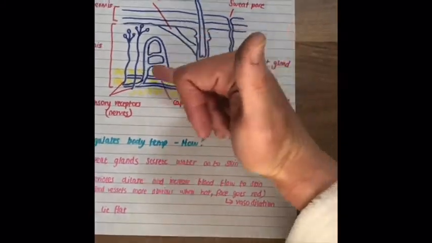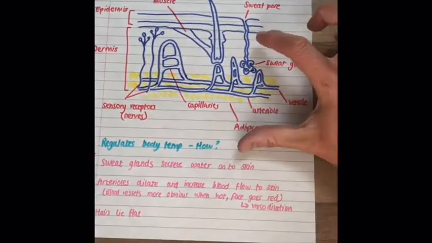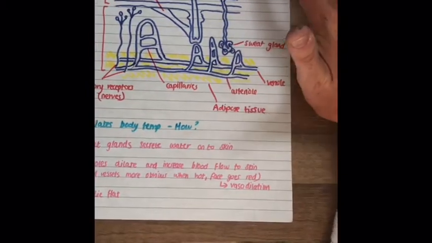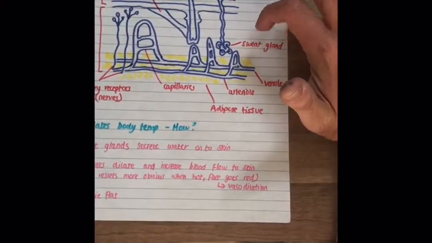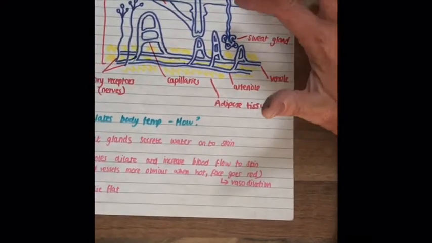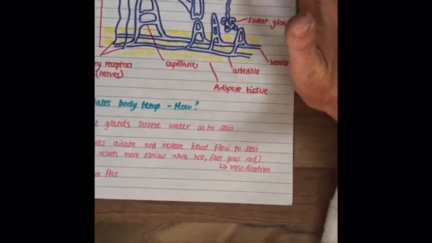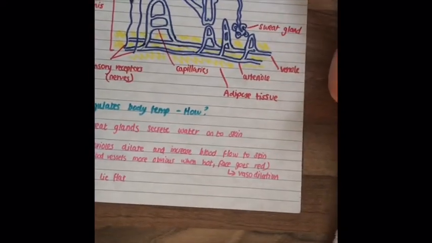What are all the individual parts inside the dermis? We have the sweat gland, which is attached to the sweat pore. So when we are excreting our water and our salt from our body, it is created in our sweat gland and excreted through our sweat pore.